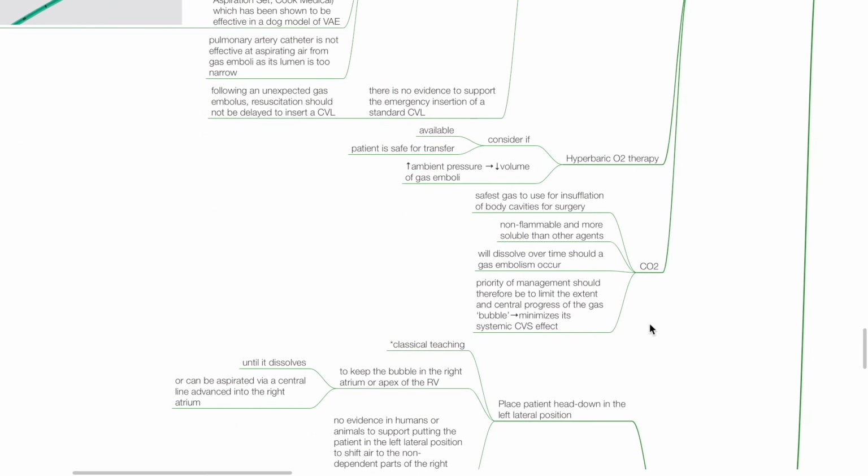CO2 is the safest gas to use for insufflation of body cavities during surgery. It is non-flammable and more soluble than other agents and will dissolve over time should a gas embolism occur. Priority of management should therefore be to limit the extent and central progress of the gas bubble to minimize its systemic CVS effects.